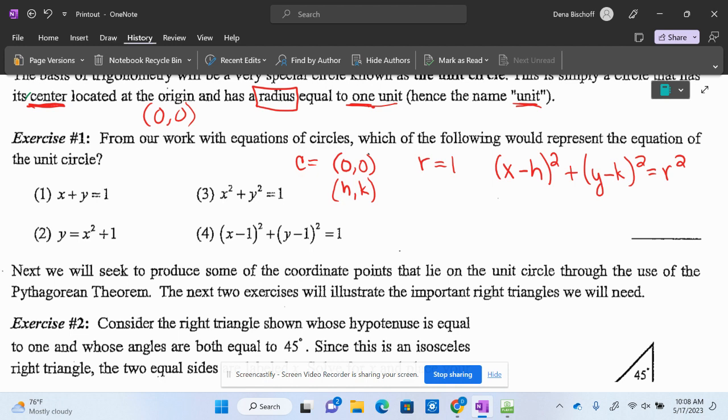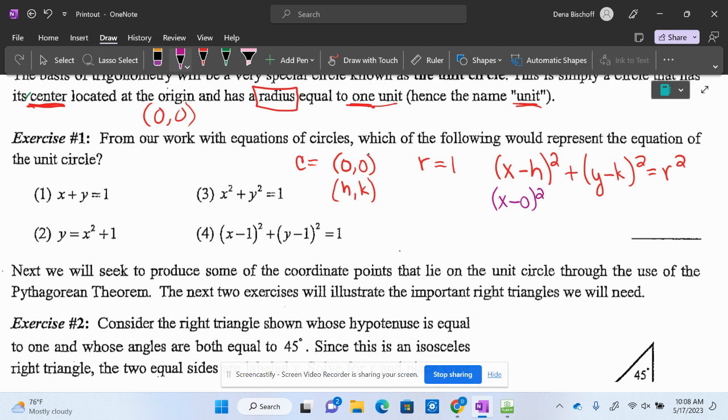So if I think about my coordinates and plug them in, I really have x minus 0 squared, which is just x squared, plus y minus 0 quantity squared, which is just y squared. And if my radius is 1 squared, that's just 1. And so the equation is x squared plus y squared equals 1. This represents the unit circle, okay?